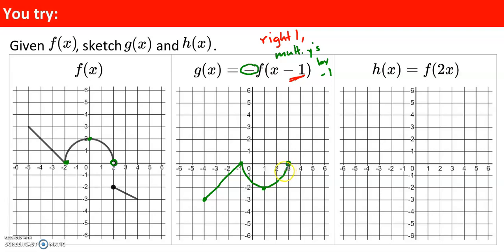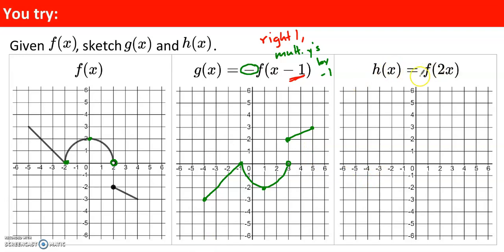Good. Now, this last disconnected segment here starts at 2, negative 2. So if I go right 1, and then change the sign of the y's, I should be at 3, 2. With a filled-in dot, notice that's important. And then the point at 4, negative 3. Right 1 to 5, negative 3. Change the sign of the y to 5, 3. Something like that.